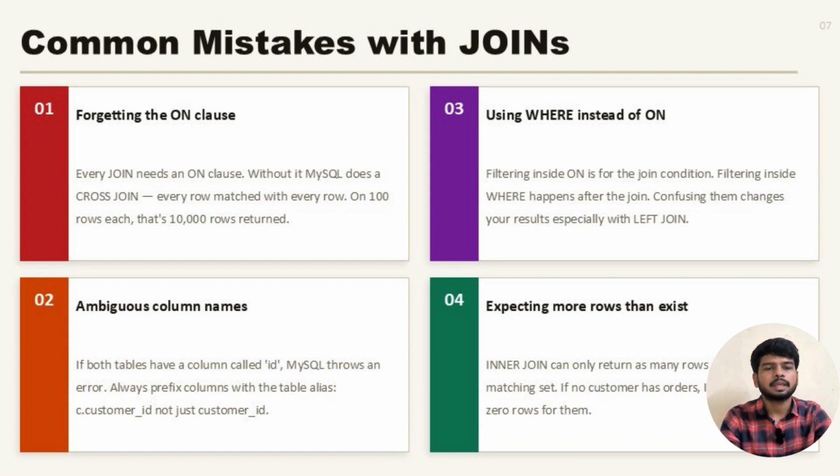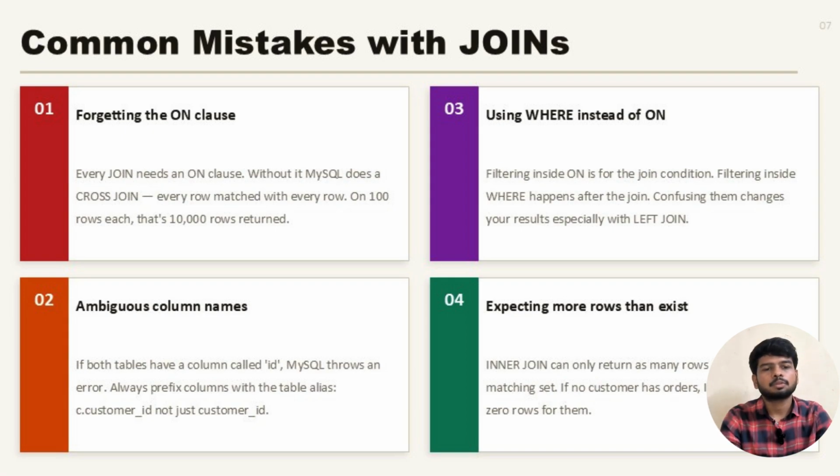Every join needs an ON clause. If you forget it, MySQL either throws an error or does a cross join, matching every row with every row. That is garbage for you. If both tables have 100 rows, it will give not 100 but 10,000 rows. It will just match everything with everything. So 10,000 rows, which we definitely do not want, right? So this is the first thing, ON clause, important.